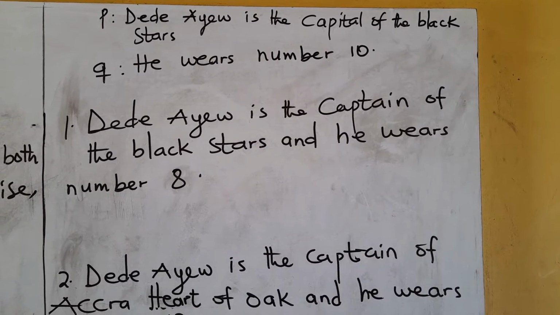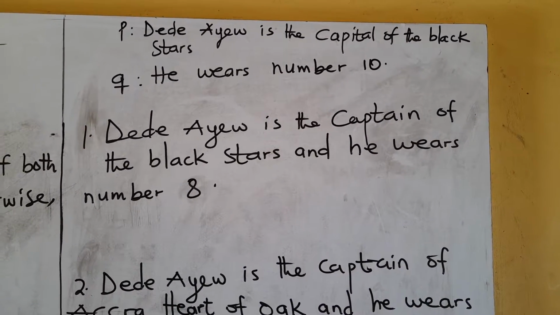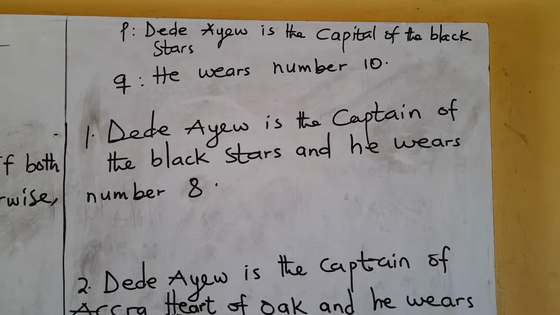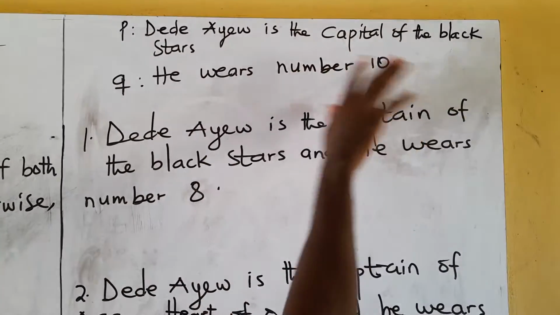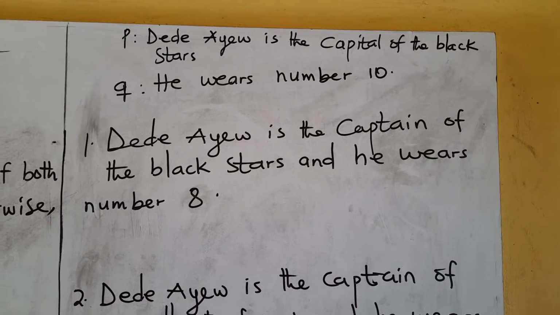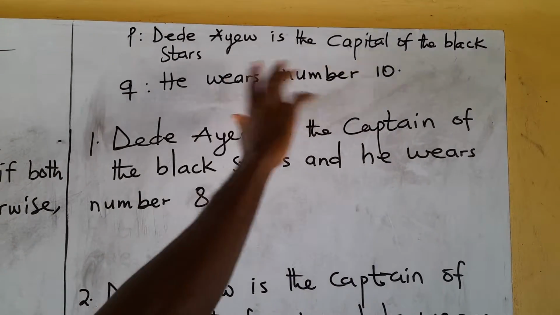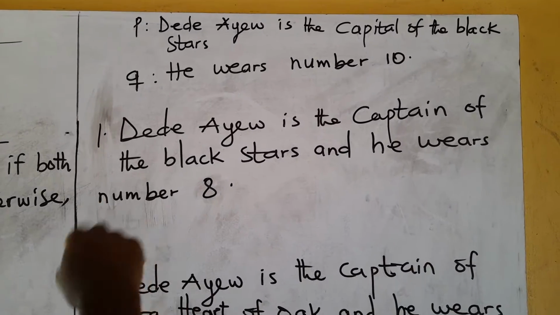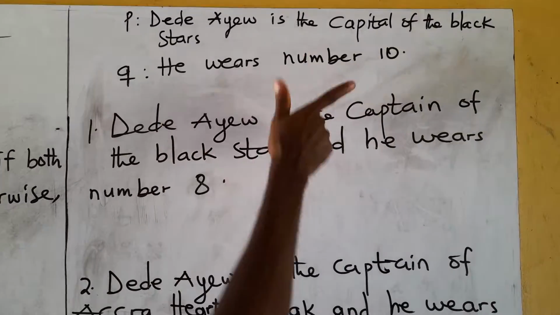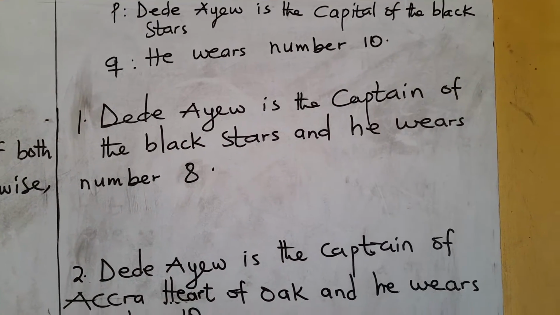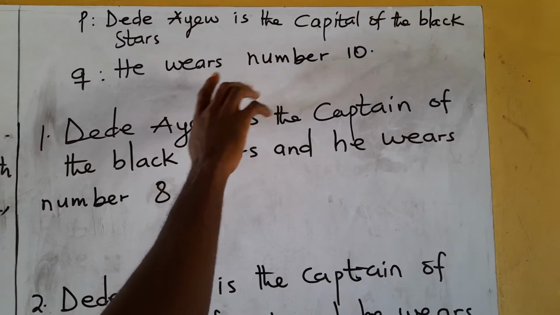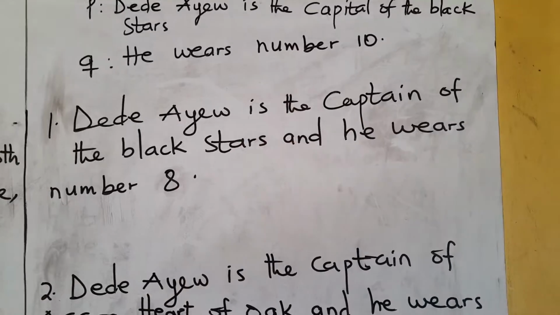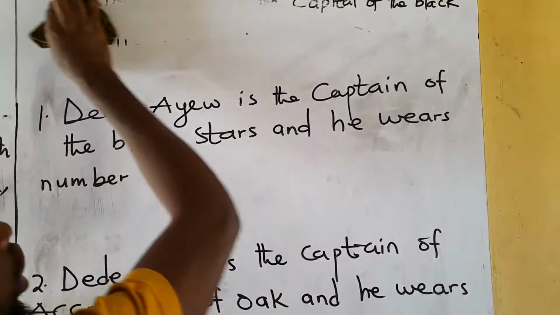Now, for the sake of those who don't know these statements, let's let them know. Actually, Dede Ayew is the captain of the Blasters. Those who don't know about football, Dede Ayew is the captain of the Blasters. And the jersey number he wears is number 10. So Dede Ayew is the captain of the Blasters. That's one aspect of a statement. And he wears number 10. Provided we know this already.